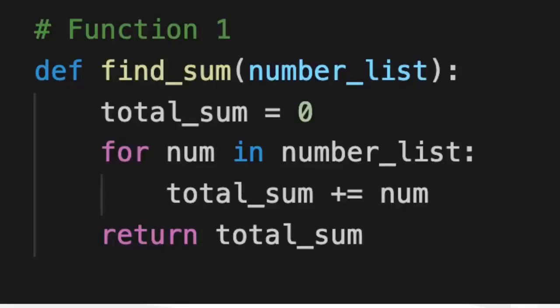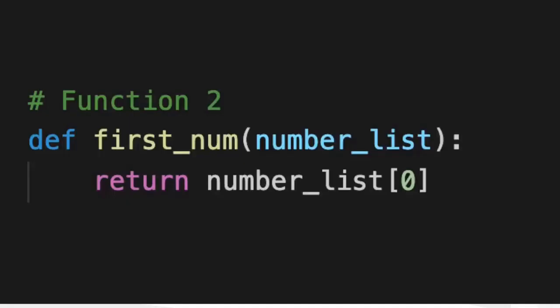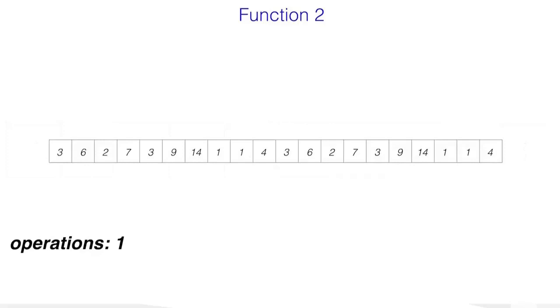Say we wrote a function that goes through every number in a list and adds it to a total sum variable. If we consider adding to be one operation, then running this function on a list with 10 numbers costs 10 operations. Running it on a list with 20 numbers costs 20 operations. Say we wrote another function that just returns the first number in a list. Then no matter how large the list is, this function will never cost more than one operation.